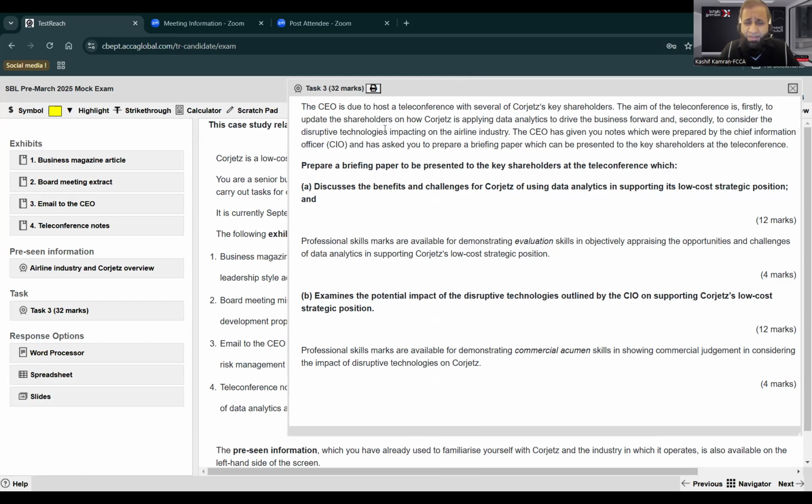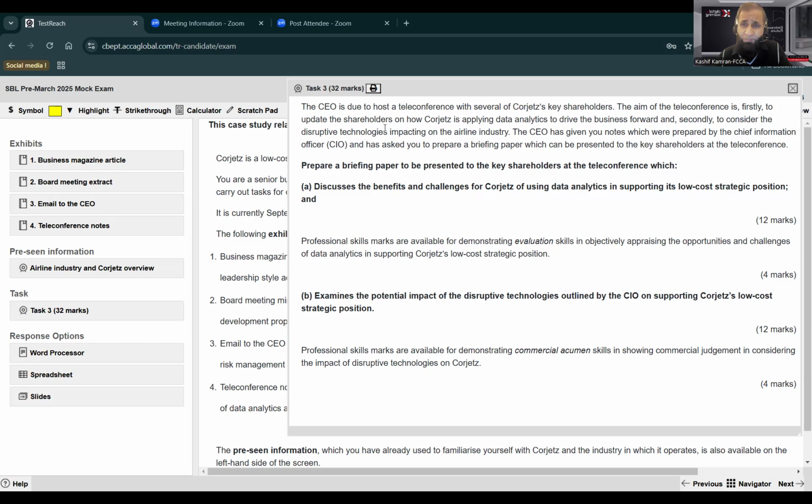Okay, the CEO is due to host a teleconference with several Courtjet's key shareholders. The aim of the teleconference is firstly to update the shareholders on how Courtjet is applying data analytics to drive the business forward, and secondly, to consider the disruptive technologies impacting the airline industry. So you need to inform the shareholders about how Courtjet is using data analytics, and number two, how disruptive technologies will be impacting the airline industry in future.